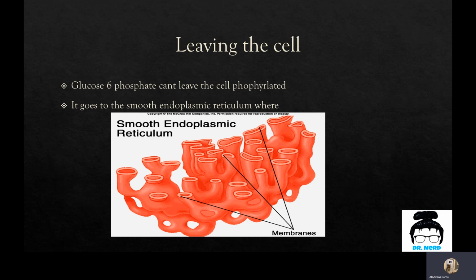Now, in order for glucose to leave the cell after it has gone up the glycolysis chain through gluconeogenesis, of course, we have glucose 6-phosphate that needs to become glucose. Well, glucose 6-phosphate can't leave the cell because it's phosphorylated. So what happens is it goes to the smooth endoplasmic reticulum where the phosphate is taken. So it becomes dephosphorylated in order for it to leave the cell.